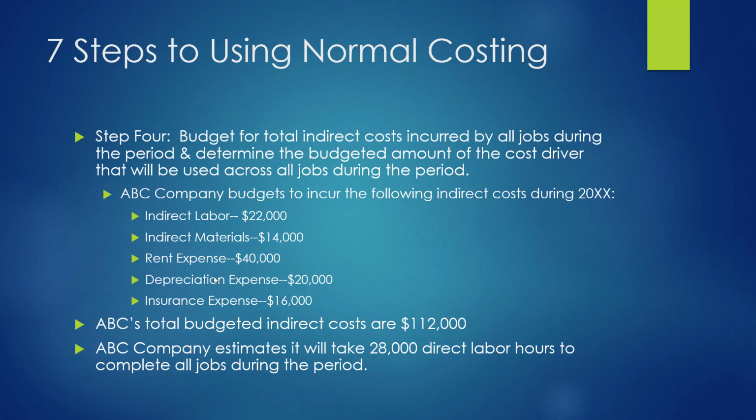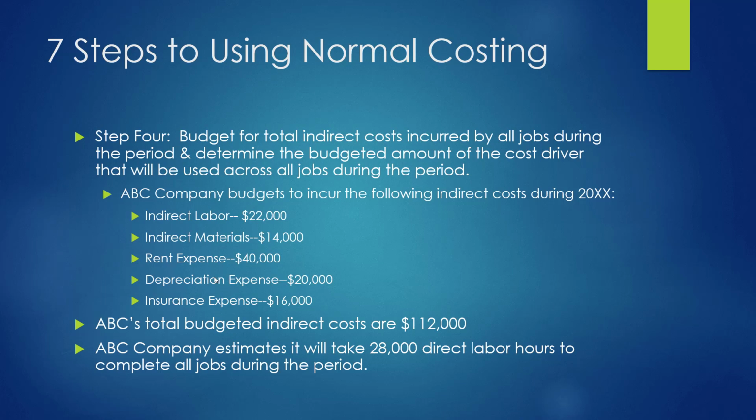We add up those 5 indirect cost categories. We come up with total expected or budgeted indirect costs of $112,000. So we have the estimate on the total amount of indirect costs we have. We're going to put those indirect costs into the different jobs that we are doing based upon our driver.